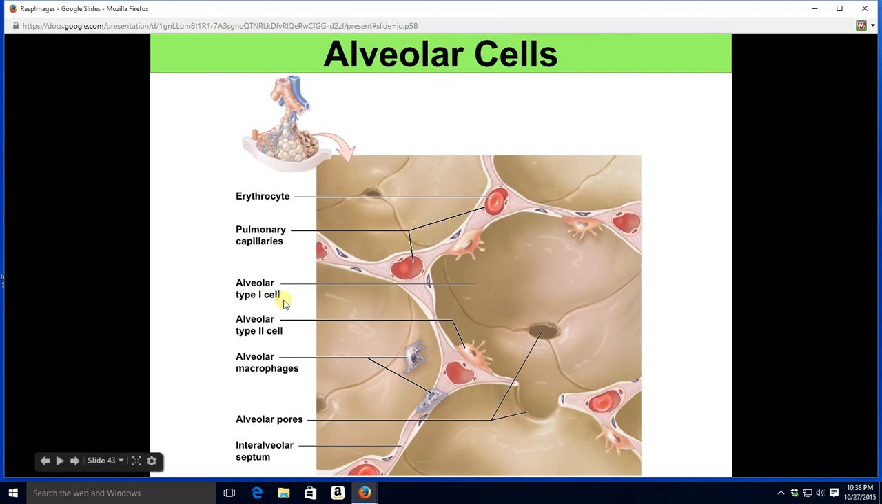There are other cells present. There are alveolar macrophages, aka dust cells, because obviously they eat a lot of dust. There are also type 2 alveolar cells. Type 2 alveolar cells produce a chemical called surfactant, S-U-R-F-A-C-T-A-N-T. We'll come back to him later, all right? So lodge that somewhere in your brain, surfactant. So you say, oh yeah, he mentioned that later on.